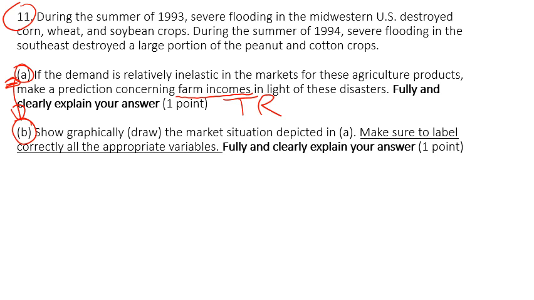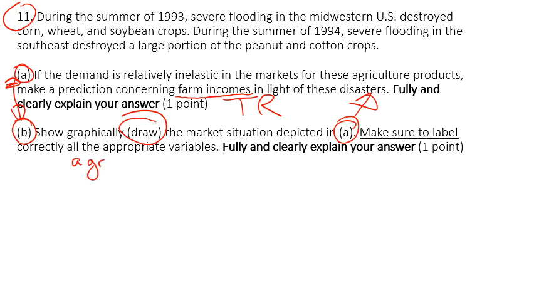And in B, show graphically, in other words, draw the market situation depicted in A. Make sure to label correctly all the appropriate variables. So let's take question 11 apart. First, we have to give it a name. You remember, we always have to label our markets. So what shall we call it here?